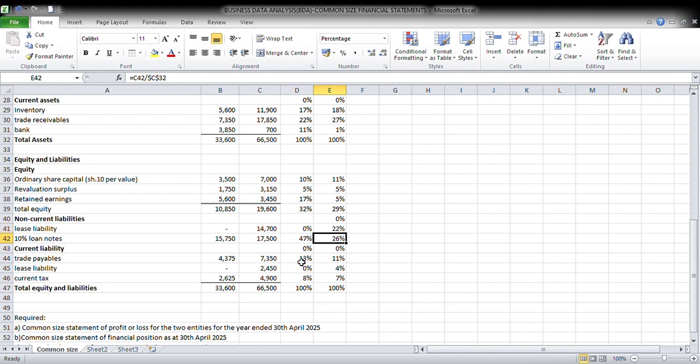Then trade receivable payable, company A is 13, 11, slightly company B is less. Then lease liability 4, 0, 4, current tax 8 and 11.